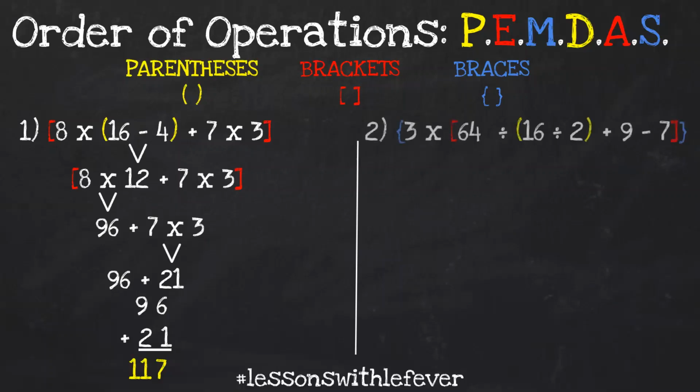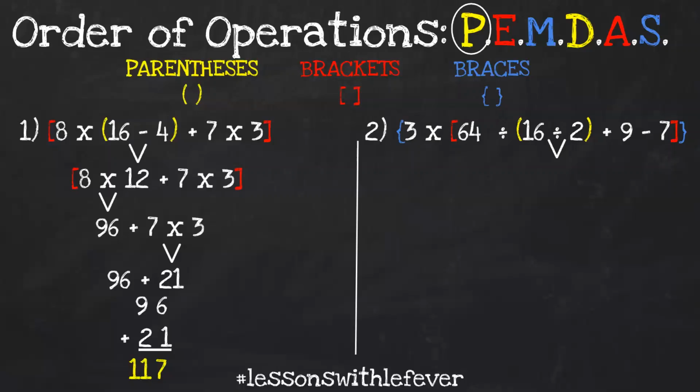Let's try one more. 3 times 64 divided by 16 divided by 2 plus 9 minus 7. Whew, that was a lot of numbers. So let's go piece by piece using the order of operations. I always start and ask myself, are there parentheses in this expression? Yes, I see here that I have parentheses and it says 16 divided by 2.